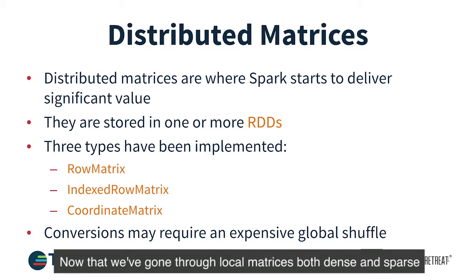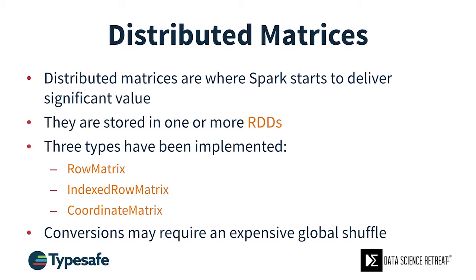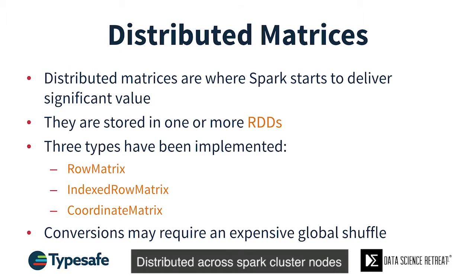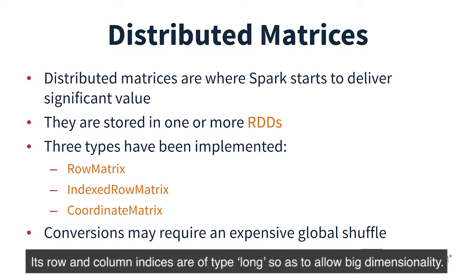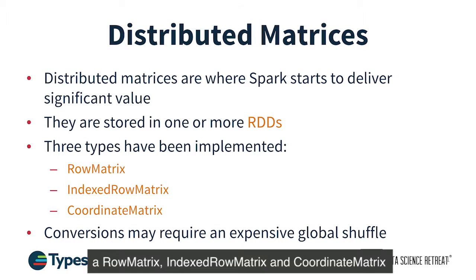Now that we've gone through local matrices, both dense and sparse, let's move our focus to distributed matrices. A distributed matrix is stored in one or more RDDs, distributed across Spark cluster nodes. Its row and column indices are of type long so as to allow big dimensionality, and the values are, as usual, doubles. There are 3 types of distributed matrices: a row matrix, indexed row matrix, and coordinate matrix.